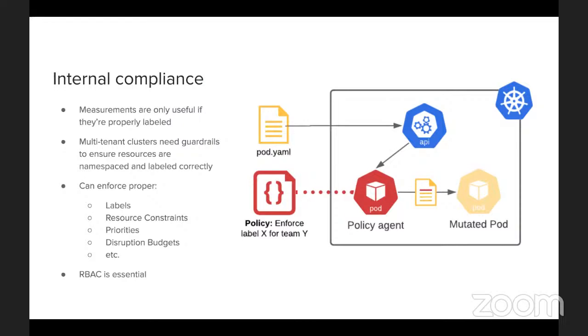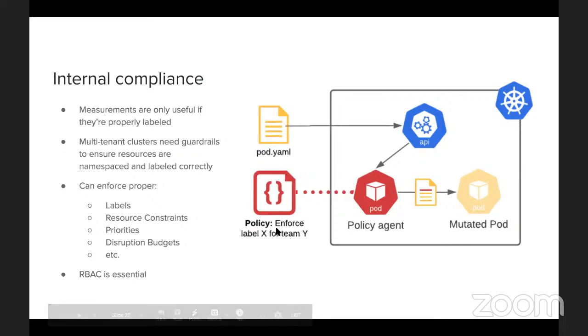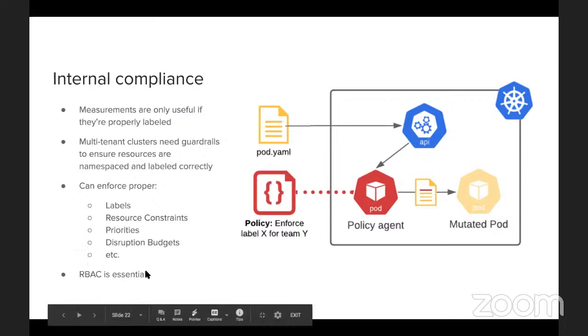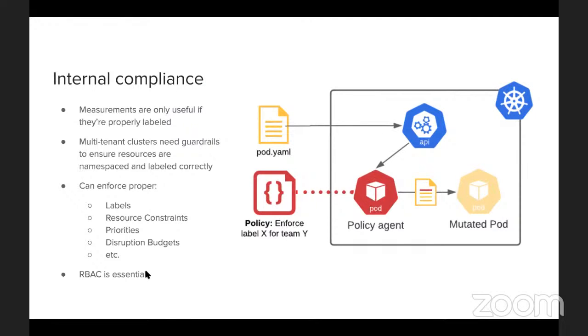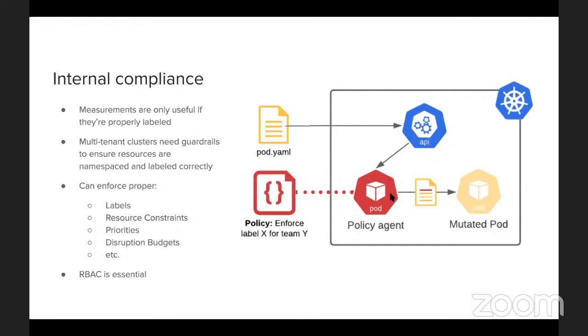expectations for how your team should label resources, for how they should organize their resources. And so you could, for example, enforce that team Y has to have label X. And of course, you have to have RBAC in place, role-based access control, to know that team Y is communicating with the server. But assuming you have all that, since it's a multi-tenant cluster, a policy agent is something that can make sure all of your resources conform to the business's expectations. Measurements are only useful if they're properly labeled and properly tracked.